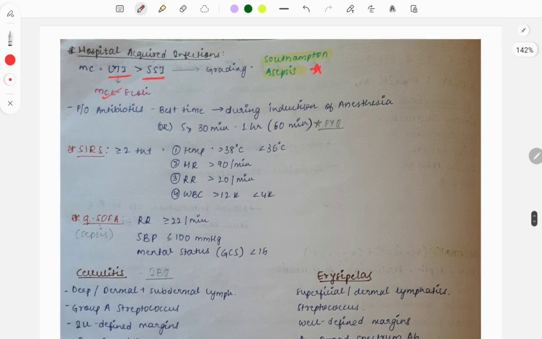So the next is a very famous question, that is prophylactic antibiotics.